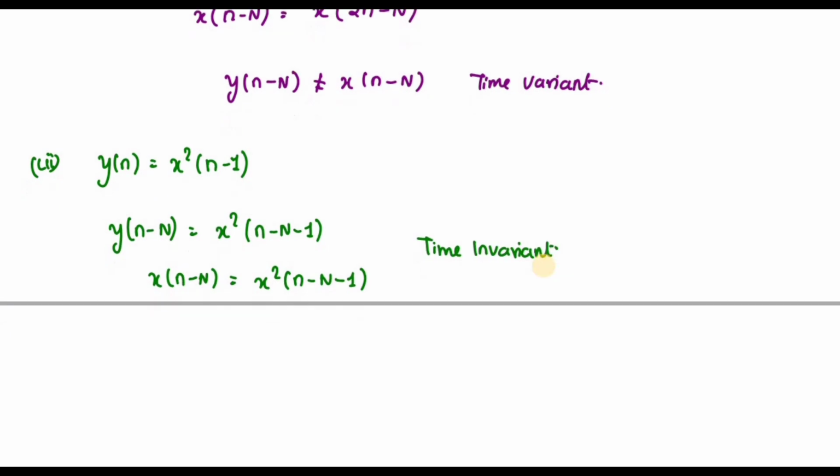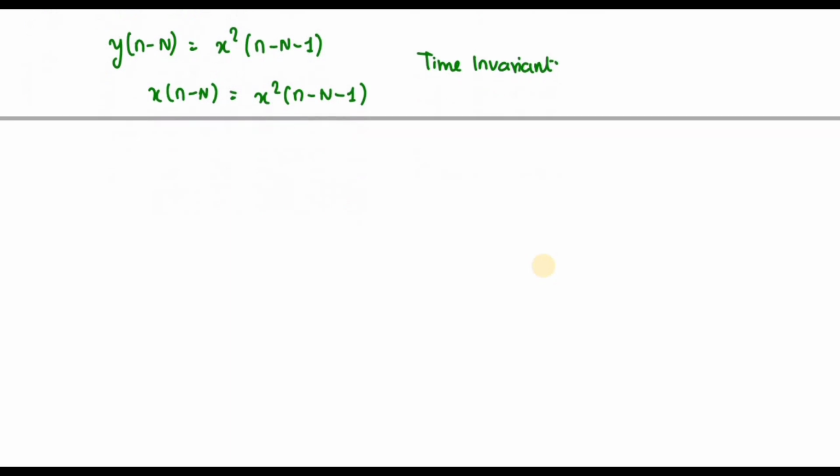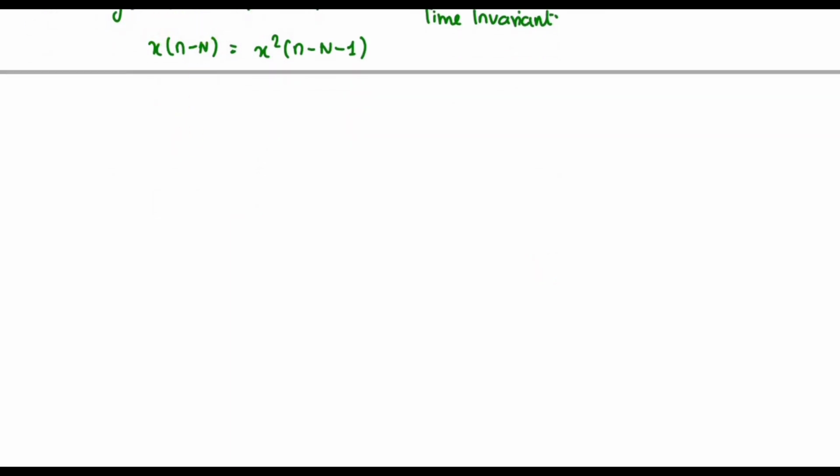So next, if we consider the fourth problem, y of n is equal to x of minus n. So this is definitely time variant, right? Since it is being scaled.